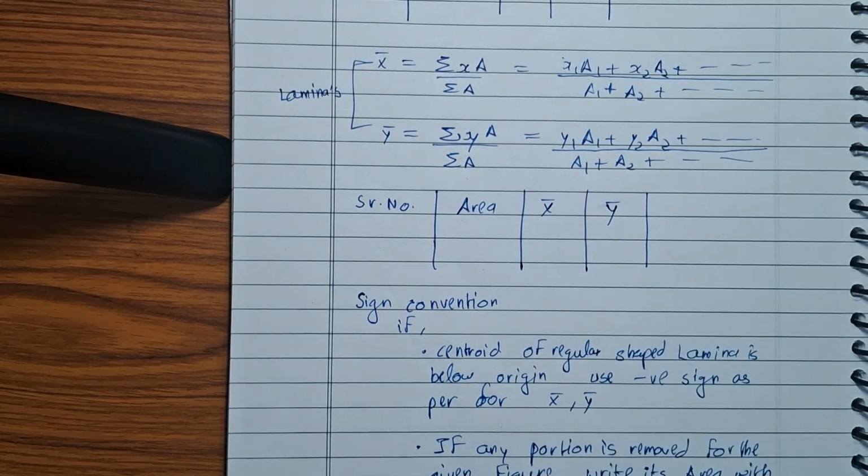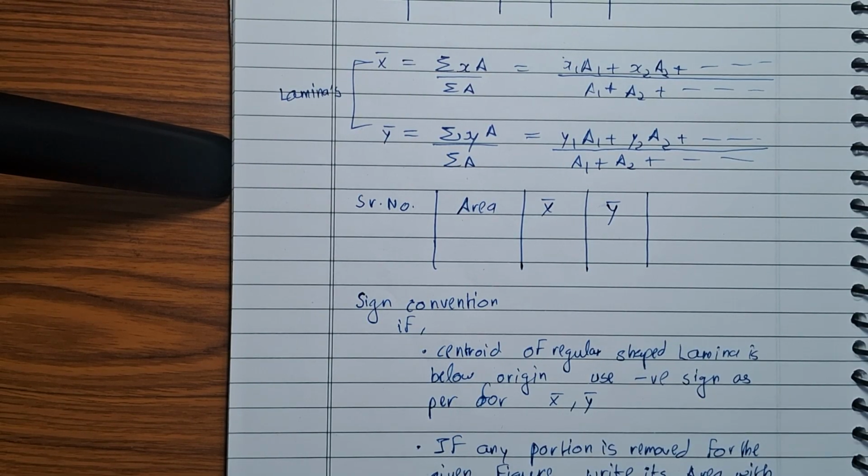So this was some basic concepts to evaluate centroid for line segments and some laminas. Indirectly you are going to be given a figure which will include either line segments or laminas. So both the cases I have taught here.